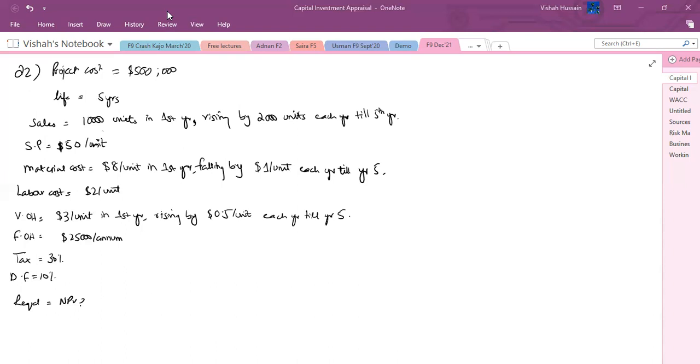Ma'am, I don't have the discount factors. Oh, yes. So the discount factors are, one for year zero, that is how it is always, 0.909 for year one, 0.826 for year two, 0.751 for year three, 0.683 for year 4, and last year, 0.621 for year 5. All right, ma'am. Thank you. No problem.